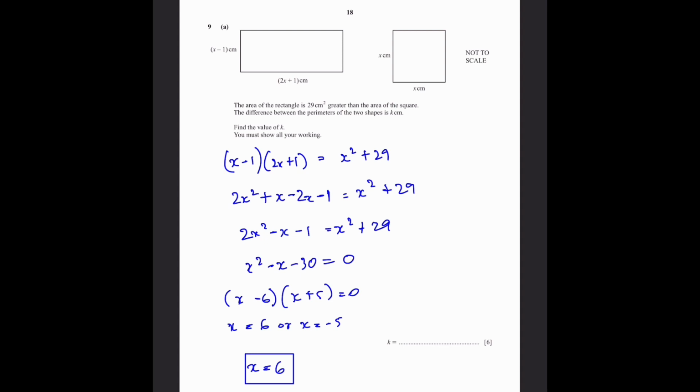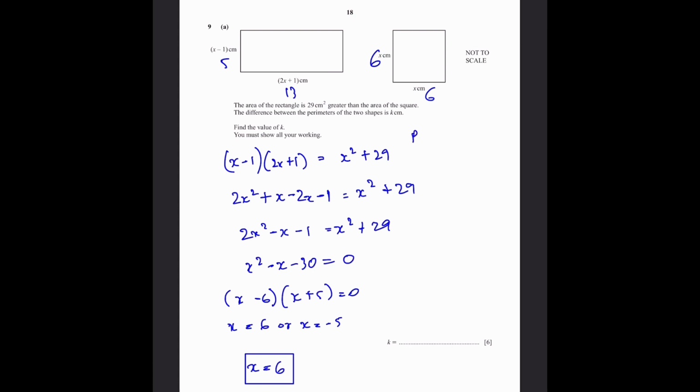Now that means the length of the rectangle is 6 minus 1, 5 centimeters. The width of the rectangle will be 13 centimeters, and these two sides of the square will be 6 centimeters. If we check the area, this is 65. This is 36. When we add 29 to 36, we get 65. So it's correct. Now we need to find the perimeter.